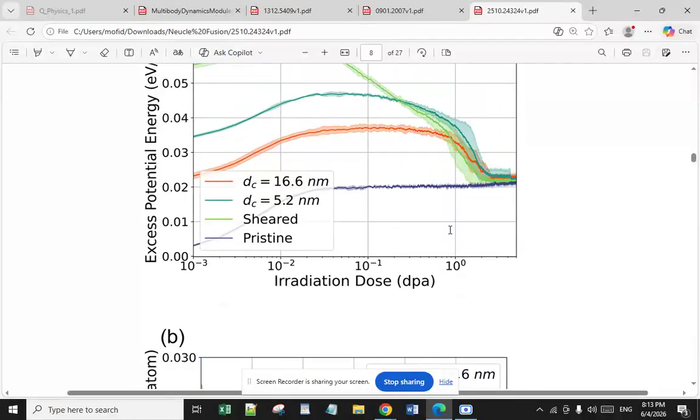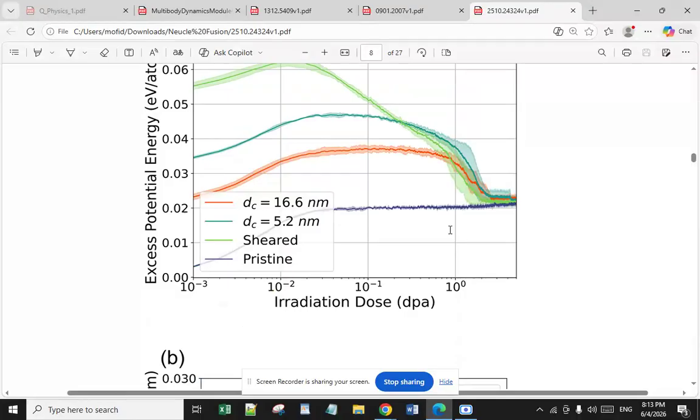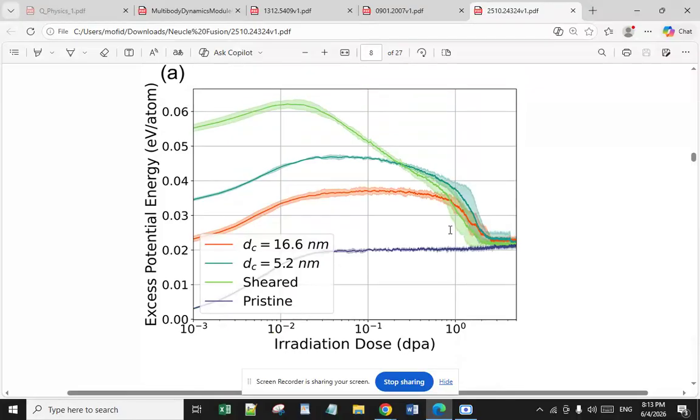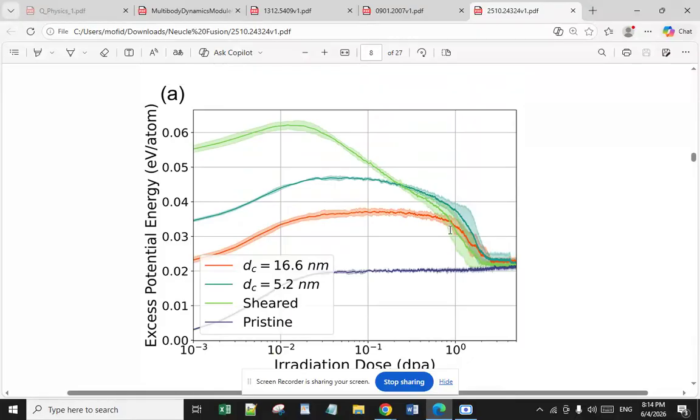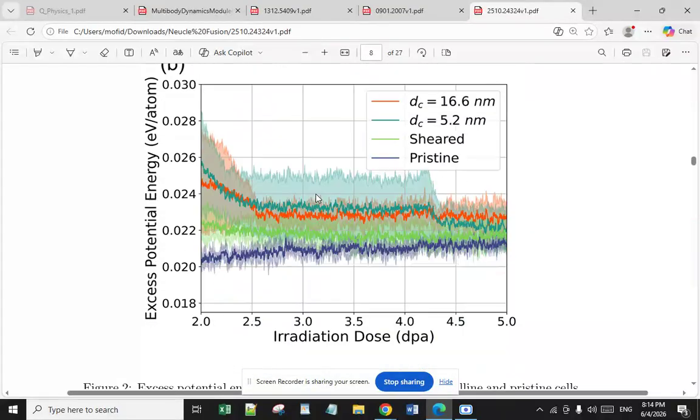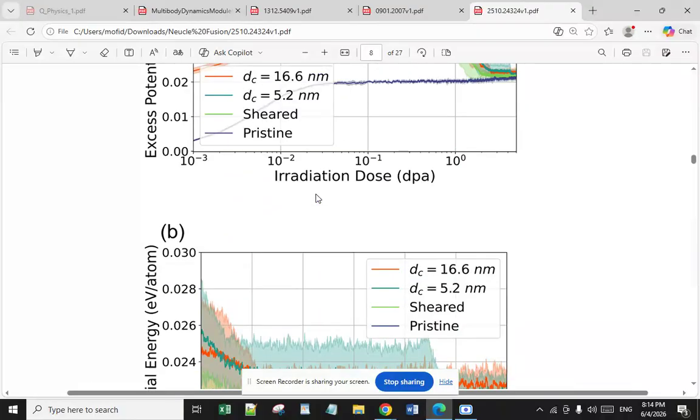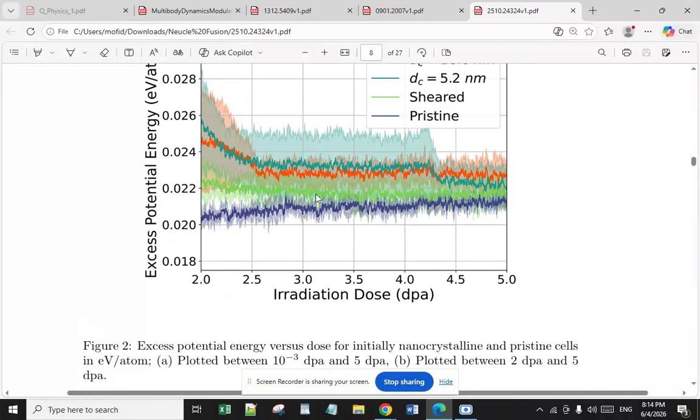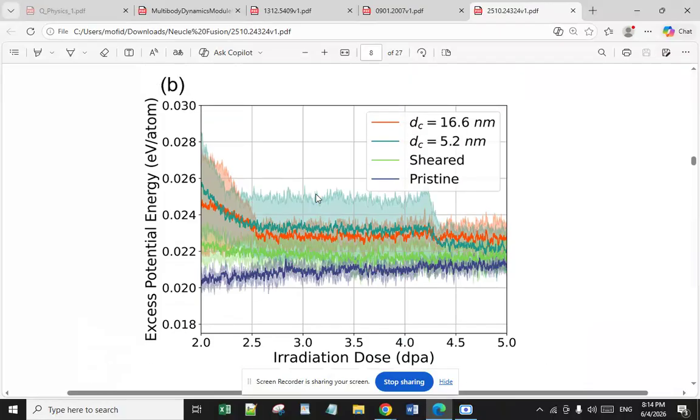You see, we have on the x-axis irradiation dose in dPa, and on the y-axis we have excess potential energy in electron volt per atom. And you see that the green line is much higher, and the pristine in purple is lower, but the orange and blue are in the middle sections of electron volt per atom. Also, we have irradiation dose on the x-axis and excess potential energy in electron volt per atom on the y-axis.